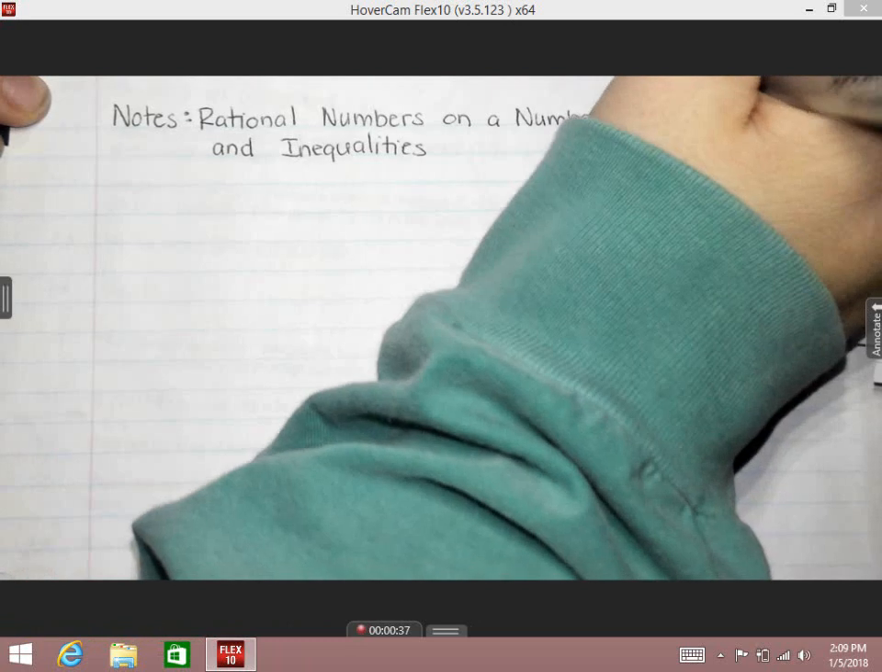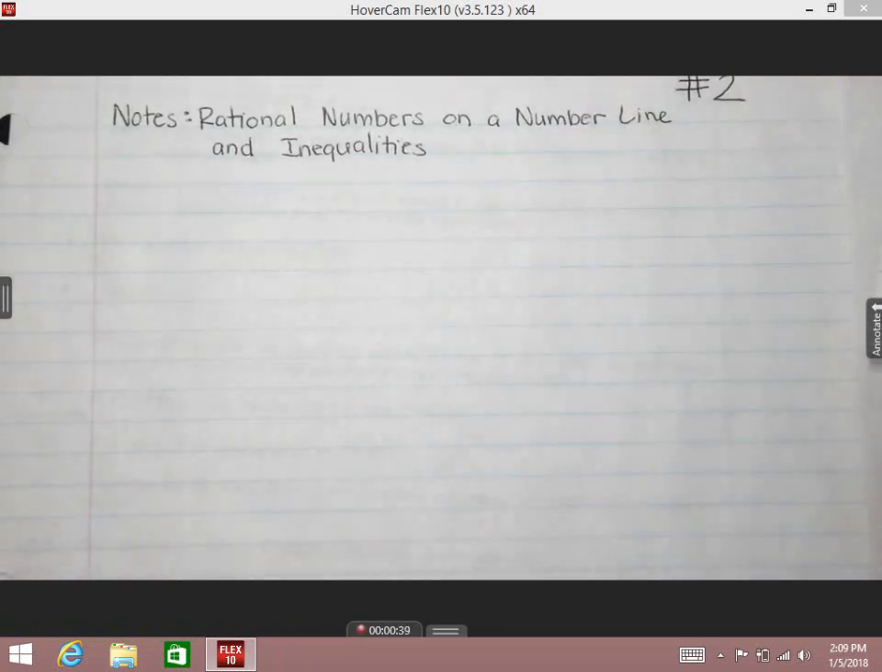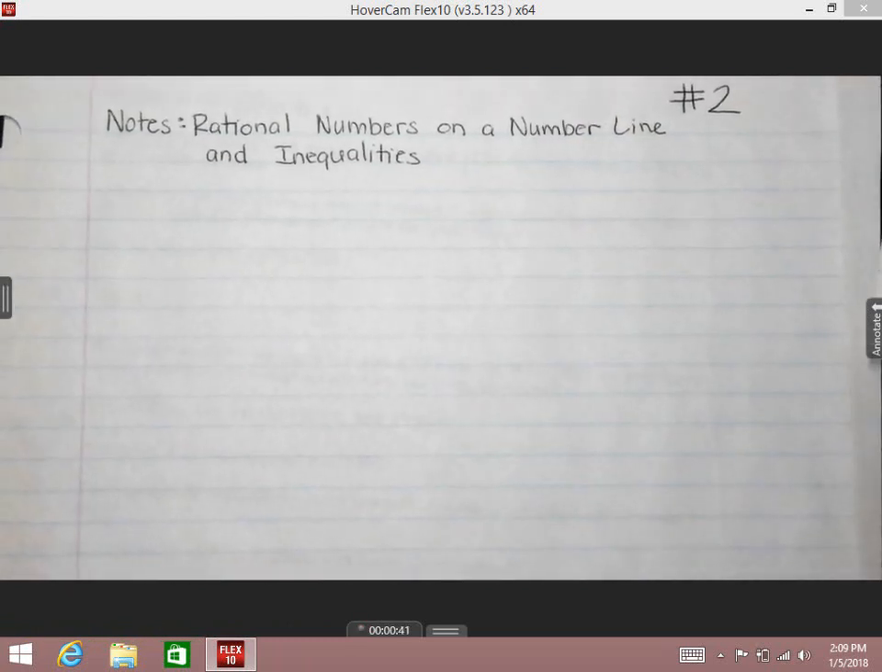All right, this is number 2 in our notes. So yesterday we did a bunch of vocabulary. We numbered that number 1. So this should be the second page in our notes section. The work that we just graded should be in your homework and classwork section.